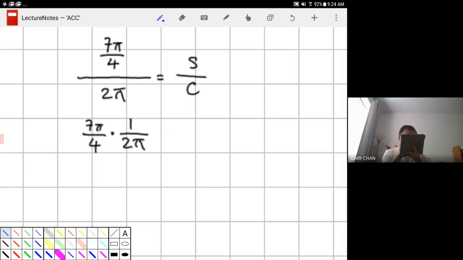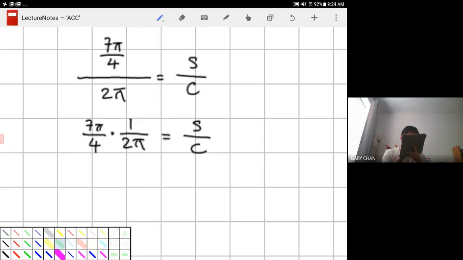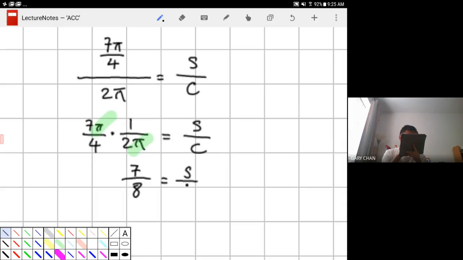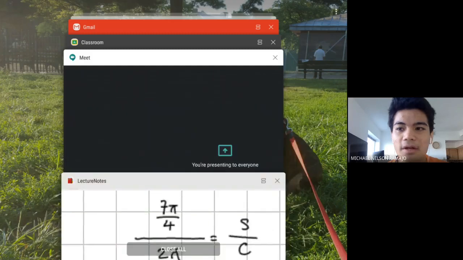That's all it is. And then the pi's cancel out. The pi's do indeed cancel. And Emmett, what is the final answer? Final answer is 7 over 8. That's it. That's the fraction they're looking for: the fraction of the arc length to the circumference. Cool? Okay, 7/8, right? Yes, that's it.